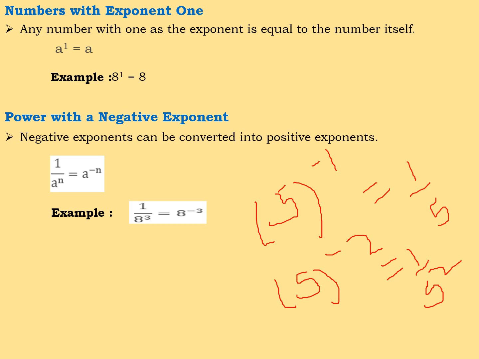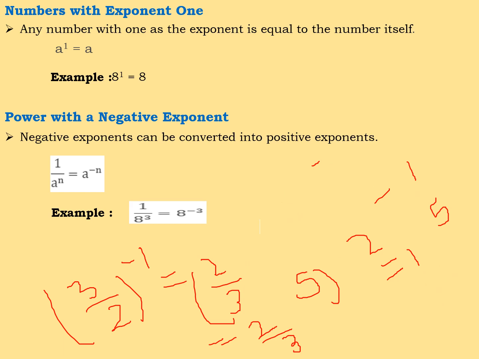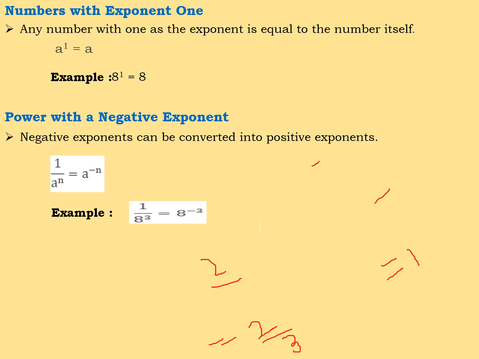But if it is, let us say, 3 by 2 to the power minus 1, in this case the rational number will be inverted. It will be 2 by 3 to the power 1, and anything to the power 1 is the same number, that is 2 by 3 only. Clear? So please remember these basic things. Any number which has a negative power can be written as its reciprocal with the given power only.